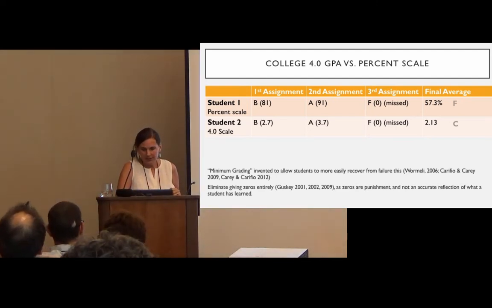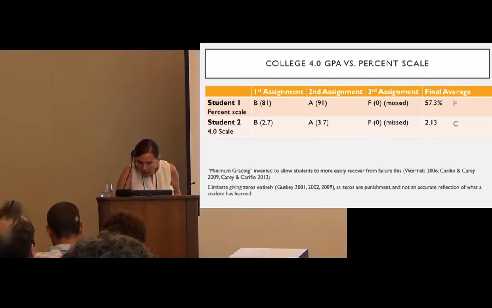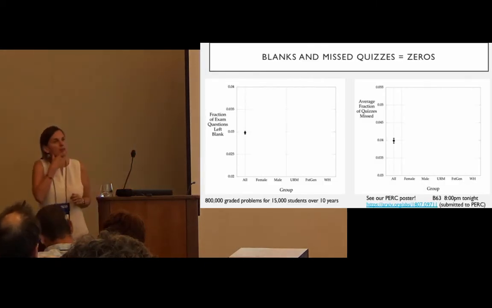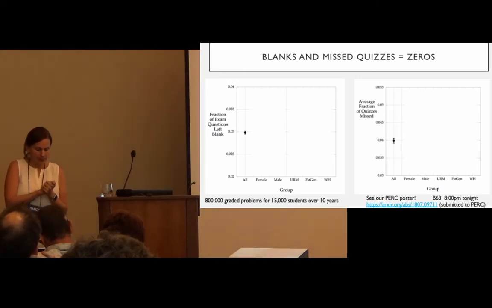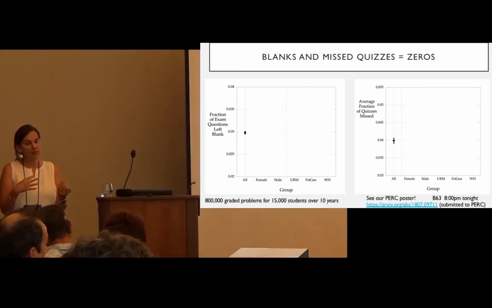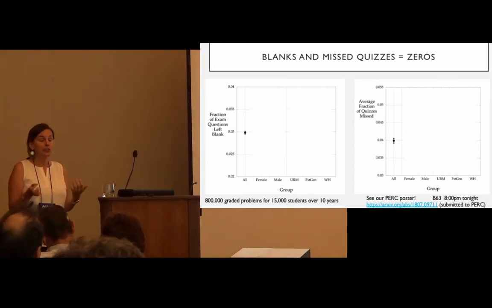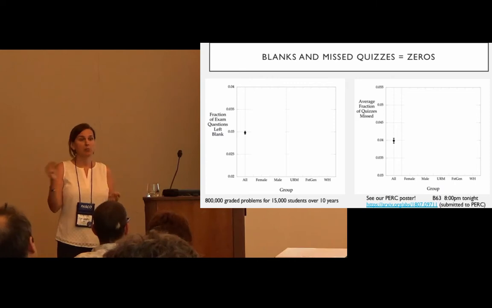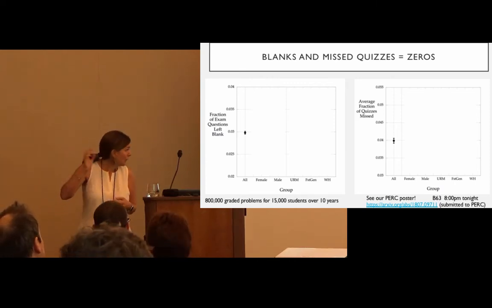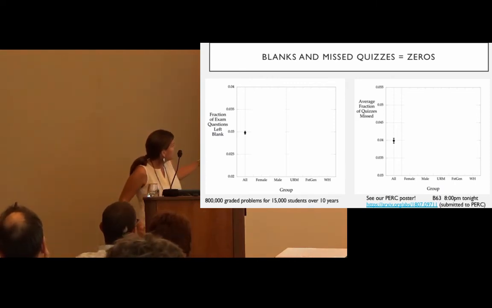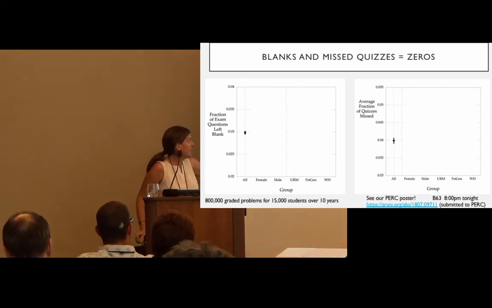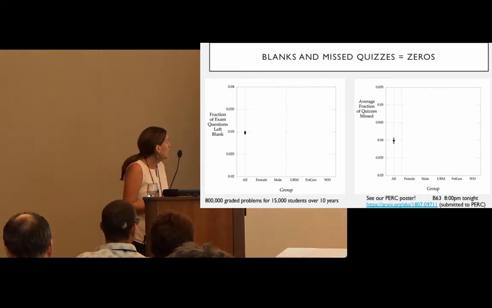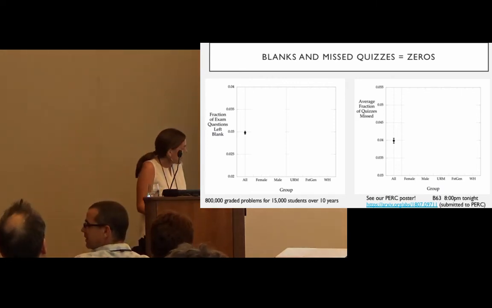And one of the things that we did just recently is, because we have the grading by category method in our course, we actually have the ability to go back 10, 20 years ago and see how many students skipped problems and left them blank, or how many students missed a quiz, just didn't show up. And you'll notice that overall, the fraction of questions left blank is actually pretty low. It's only about 3% of questions left blank by any students in this class.